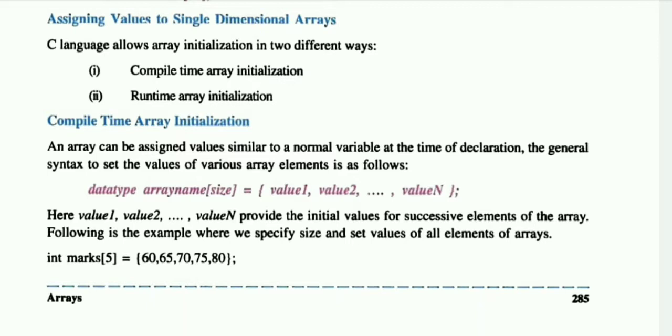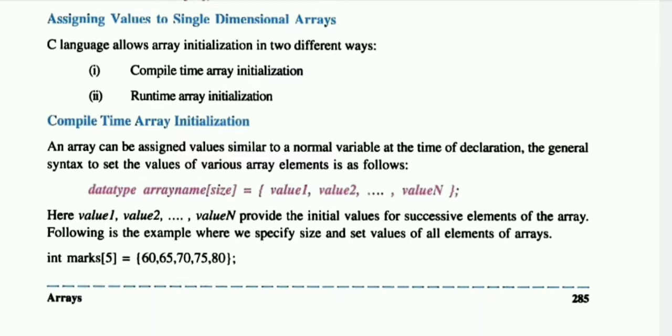So when we are declaring the values during the designing or writing time of your program, that process is known as compile time initialization. The syntax is like this. First you have to declare your variable: data type, array name and size. Then don't put the semicolon, but use the equal sign, and in curly brackets provide the values that you want to store inside that variable, separated by commas. Then after the closing curly bracket, put a semicolon.